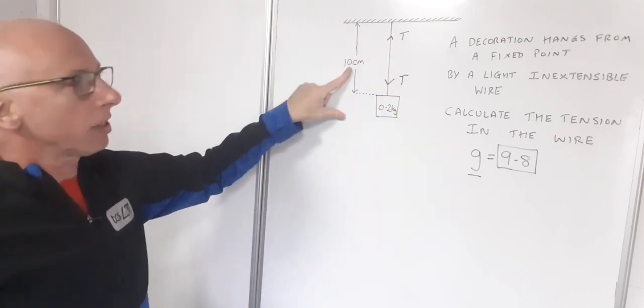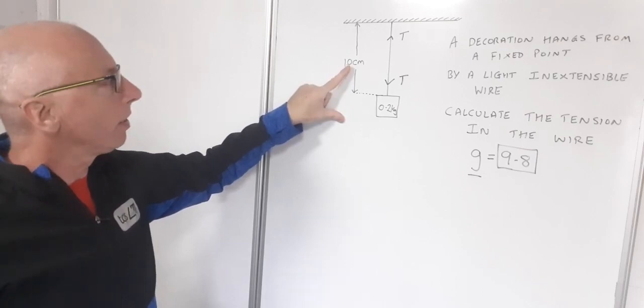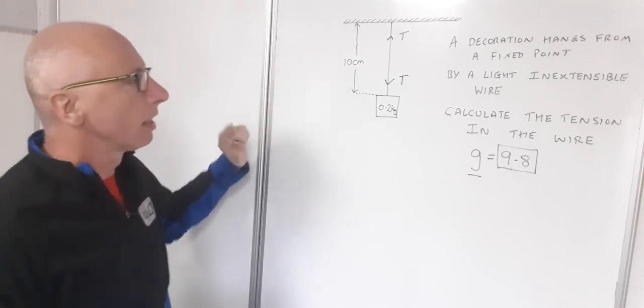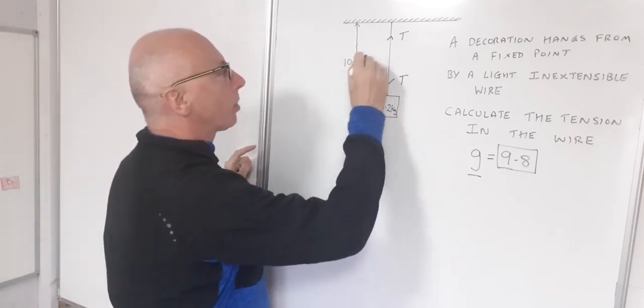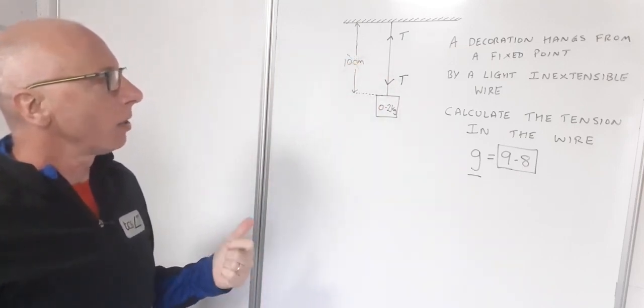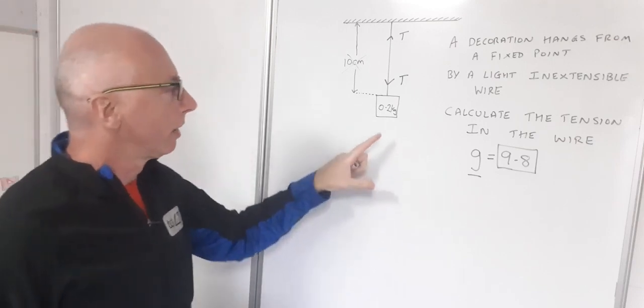Now, because it's a light, inextensible wire, this 10 centimeters for the length of the wire is not needed. So we don't need that at all. So that's not part of the solution to this question. So let's calculate the tension in the wire.